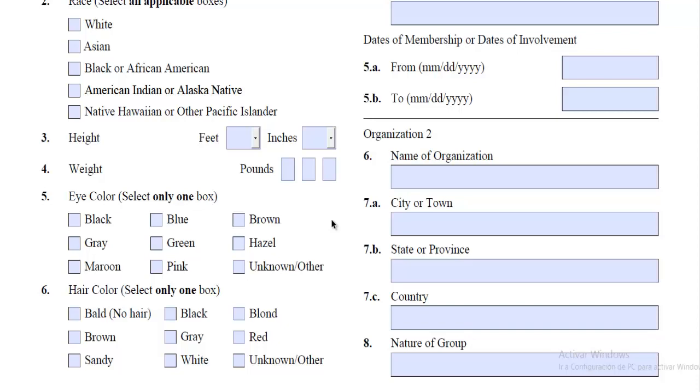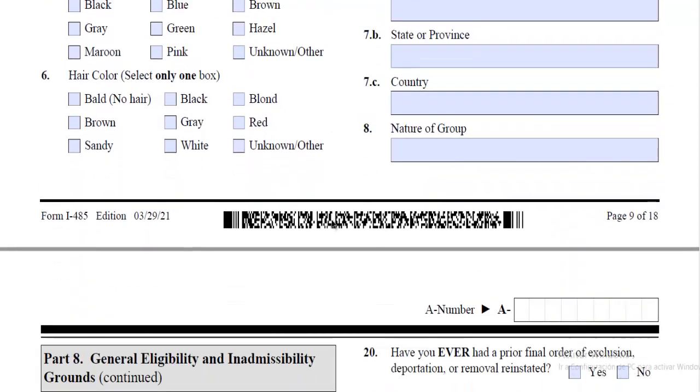Okay, so let's keep on. In question 6 is hair color. If you have this type of hair color, okay.